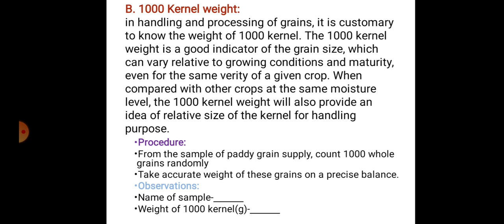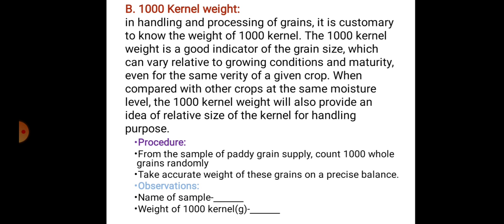1000 kernel weight. In handling and processing of grains, it is customary to know the weight of 1000 kernels. The 1000 kernel weight is a good indicator of the grain size, which can vary relative to growing conditions as well as maturity. Even for the same variety of a given crop, when compared with other crops at the same moisture level, the 1000 kernel weight will also provide an idea of relative size of the kernel for handling purposes.